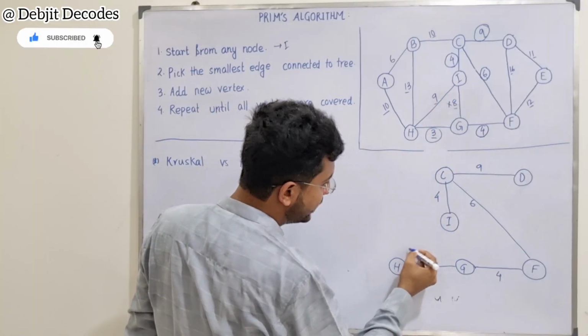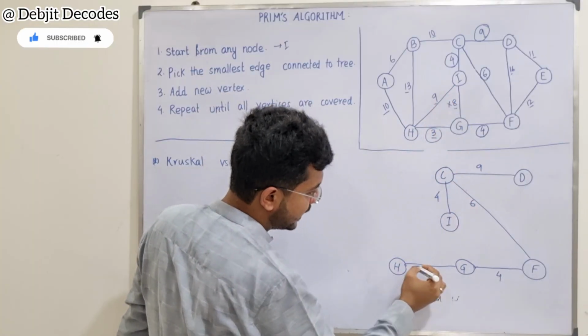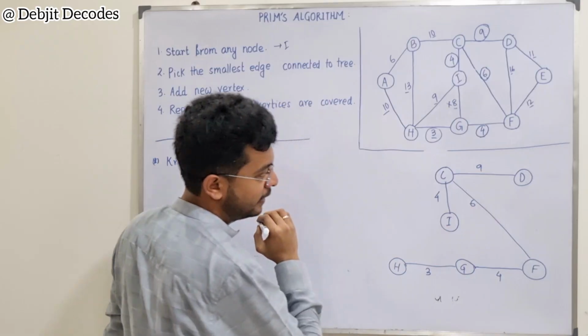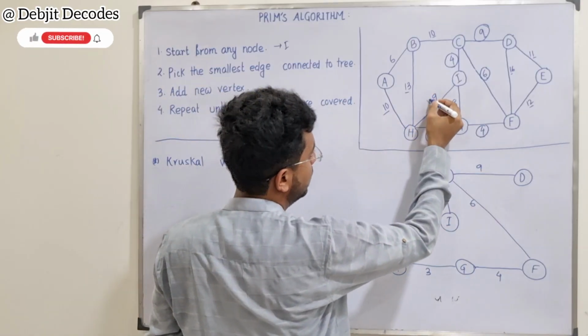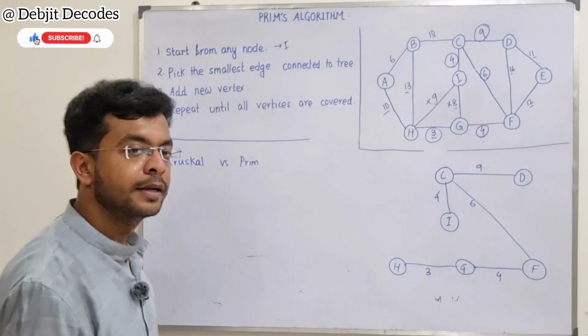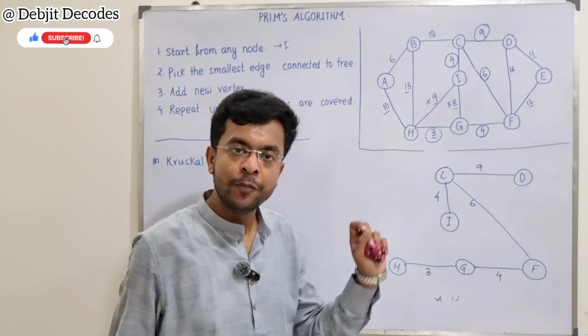If you want to put this, again this forms a cycle. So you cannot put this one as well. Are you getting my point? Why can you not put this one?